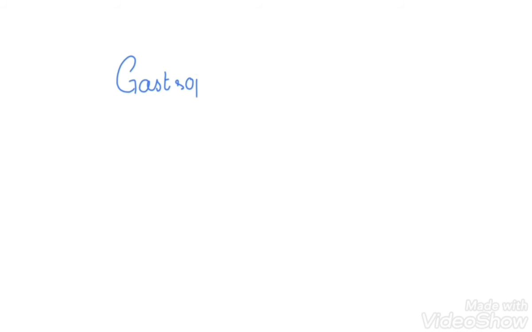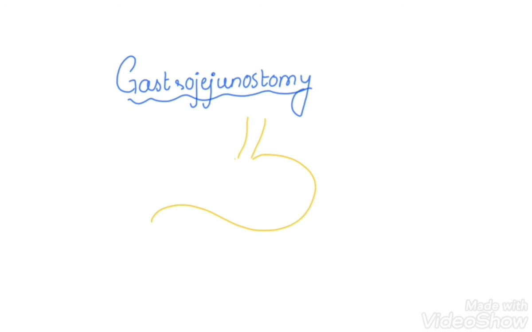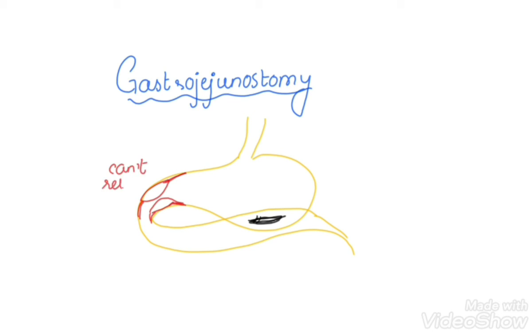Gastrojejunostomy is done in the same way. Here it helps to bypass the constricted pyloric sphincter after vagotomy, and food easily bypasses it and directly enters from stomach into the jejunum, and so there is no gastric stasis.